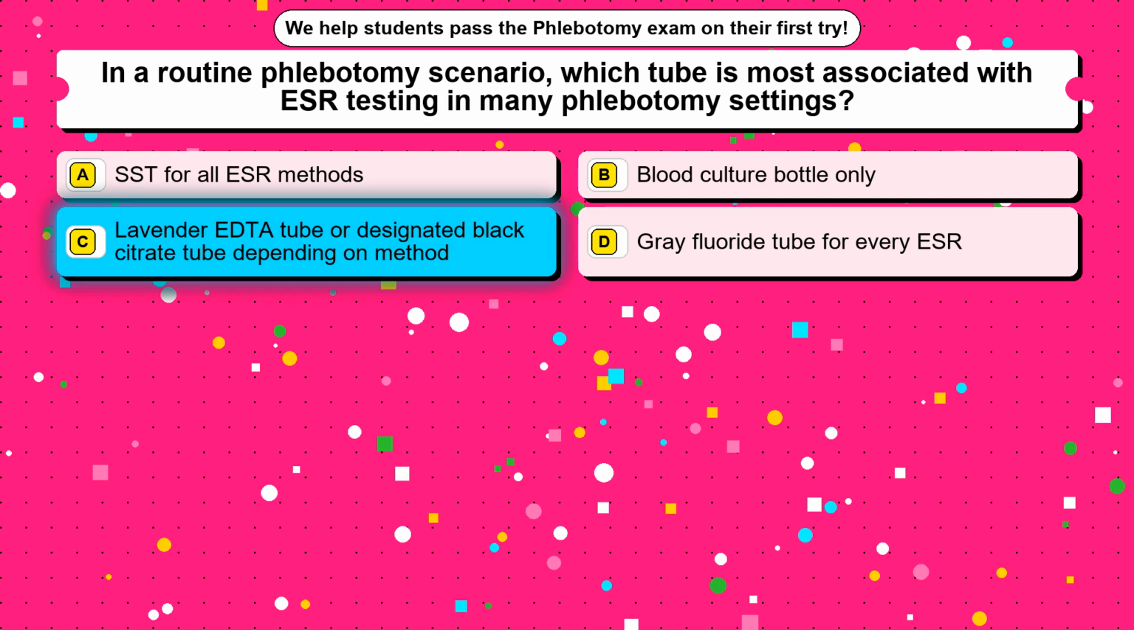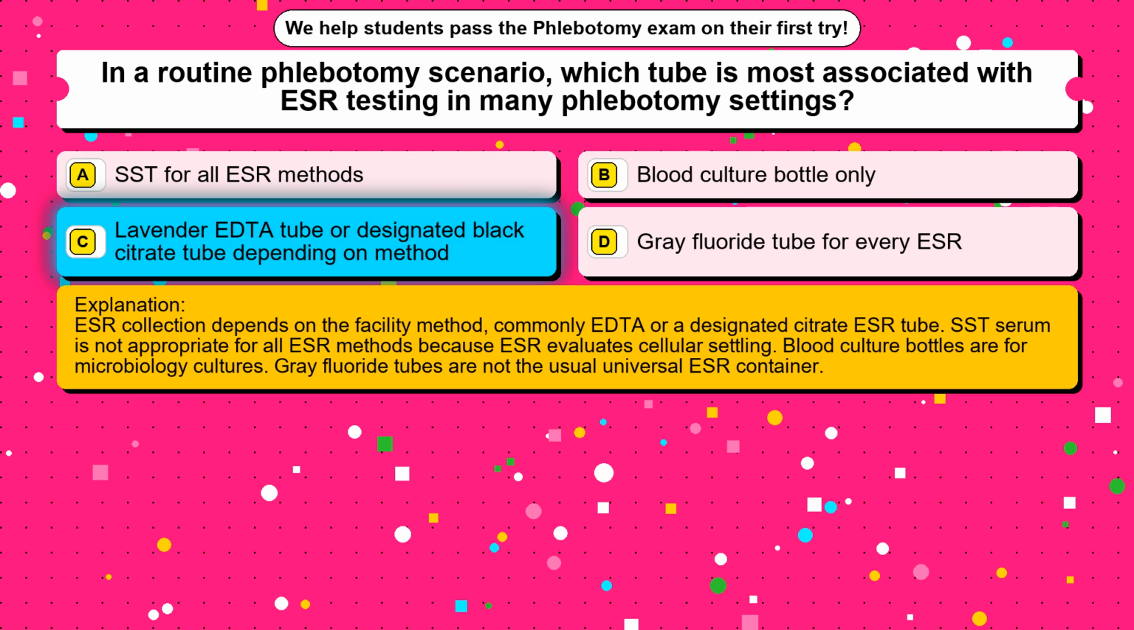Lavender EDTA tube or designated black citrate tube depending on method. ESR collection depends on the facility method, commonly EDTA or a designated citrate ESR tube. SST serum is not appropriate for all ESR methods because ESR evaluates cellular settling. Blood culture bottles are for microbiology cultures. Gray fluoride tubes are not the usual universal ESR container.